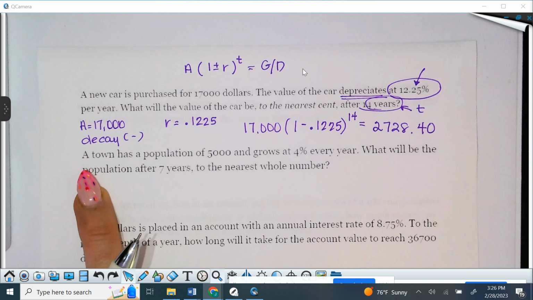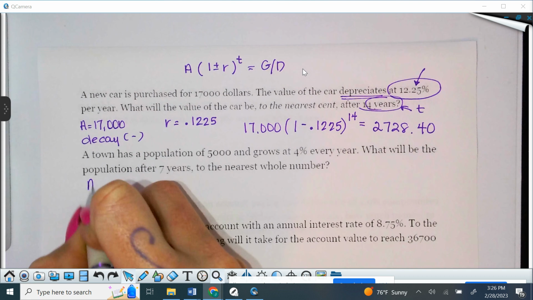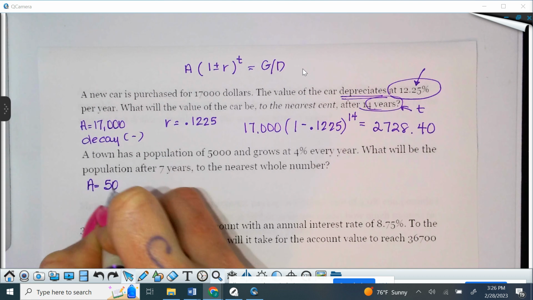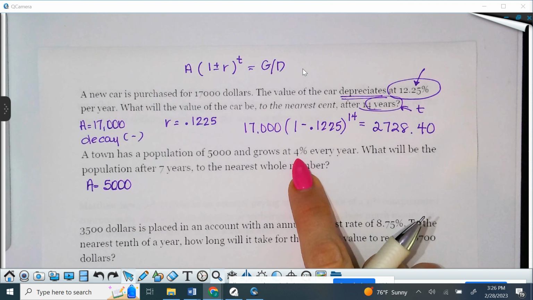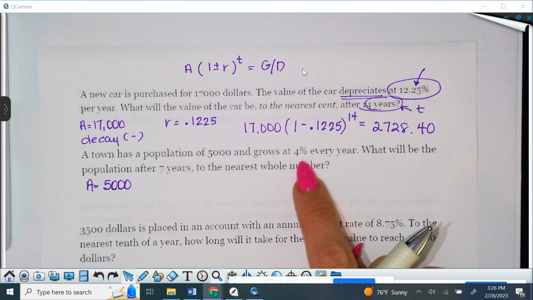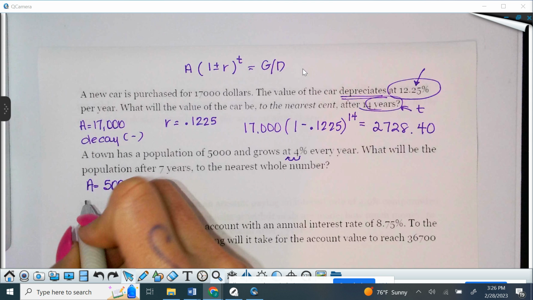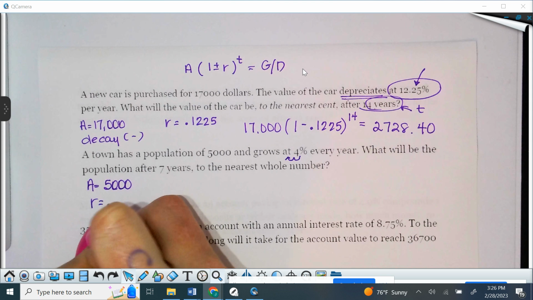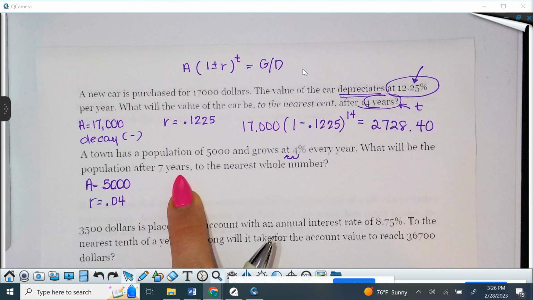A town has a population of 5,000, so that's going to be my A value. That's exactly what we're starting with in our conversation. And grows at 4% every year. 4% is awesome. We're going to change that rate, though, to a decimal. So move it. There's an imaginary decimal back here. We're going to move it 2 to the left, or again, divide by that 100. And then what will be the population after 7 years to the nearest whole number?